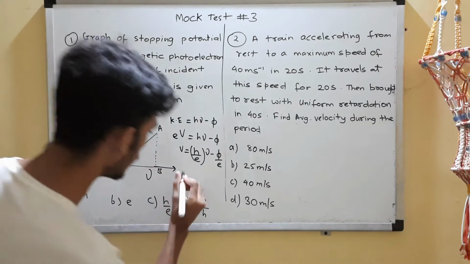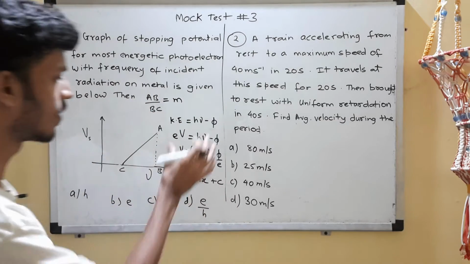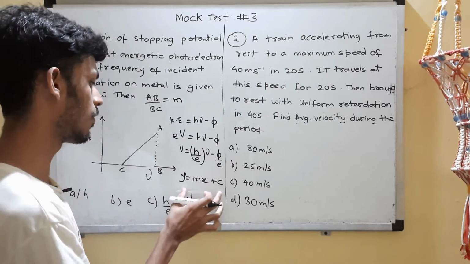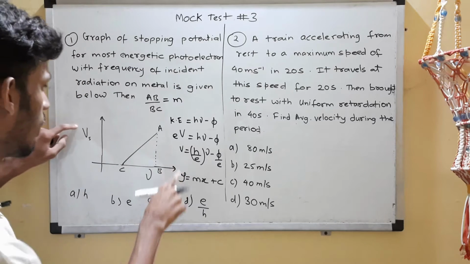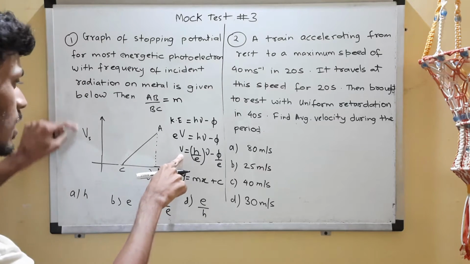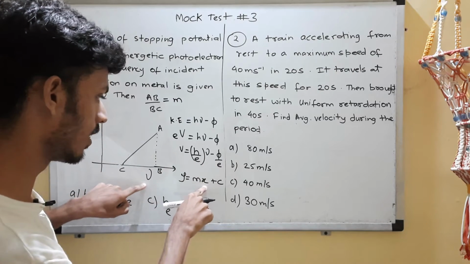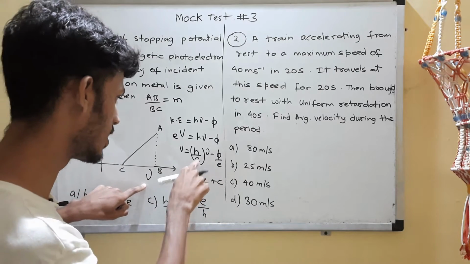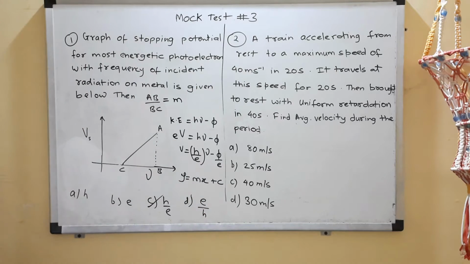And if you see, now you can compare it with y equals mx plus c. First of all, I brought it in this form because I want to compare it with y equals mx plus c. If you see, on the y-axis we have the stopping potential. Nu, we have the frequency. This is x, right? So this is nothing but m. So m is h by e, which is AB by BC, and that is the slope.